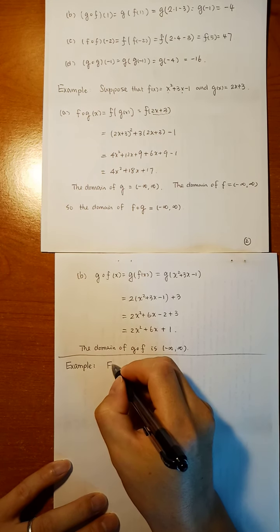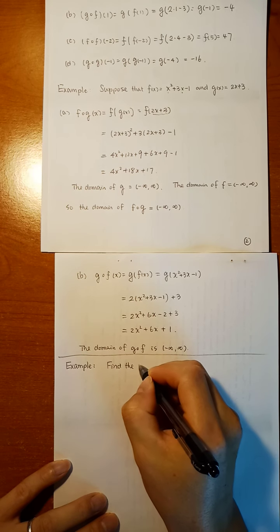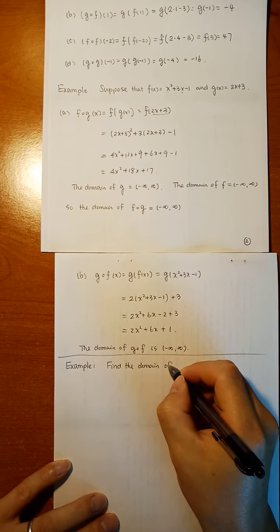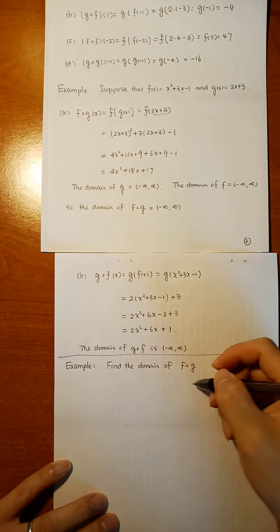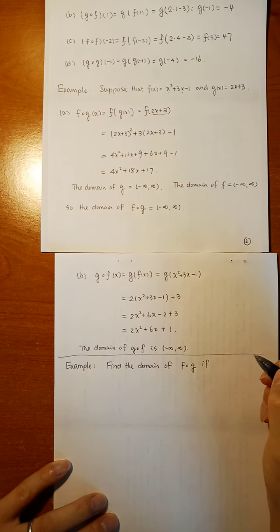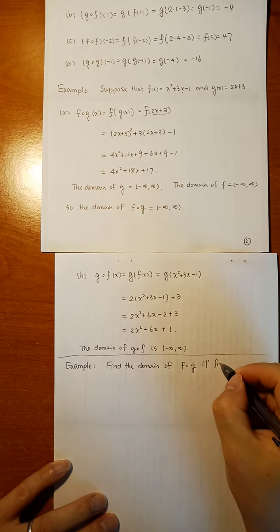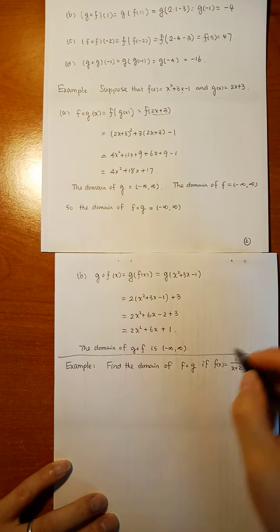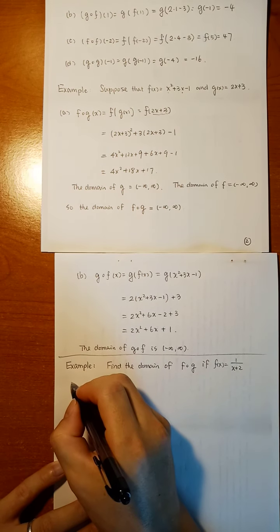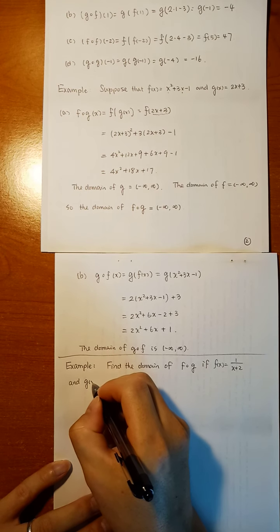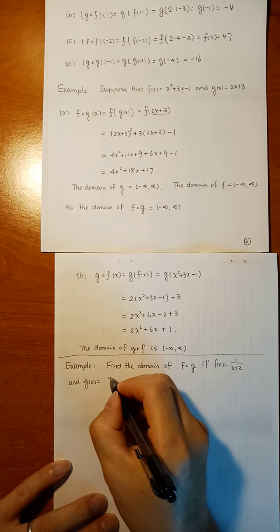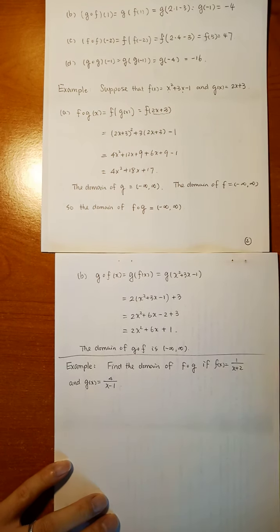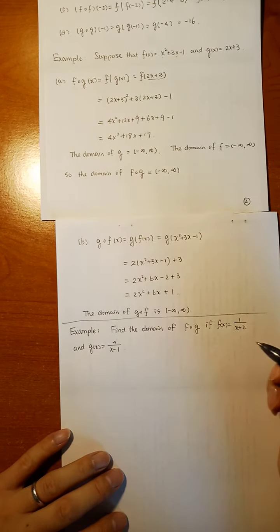Find the domain of f composed with g if f(x) is equal to 1 over x plus 2, and g(x) is equal to 4 over x minus 1. Okay.